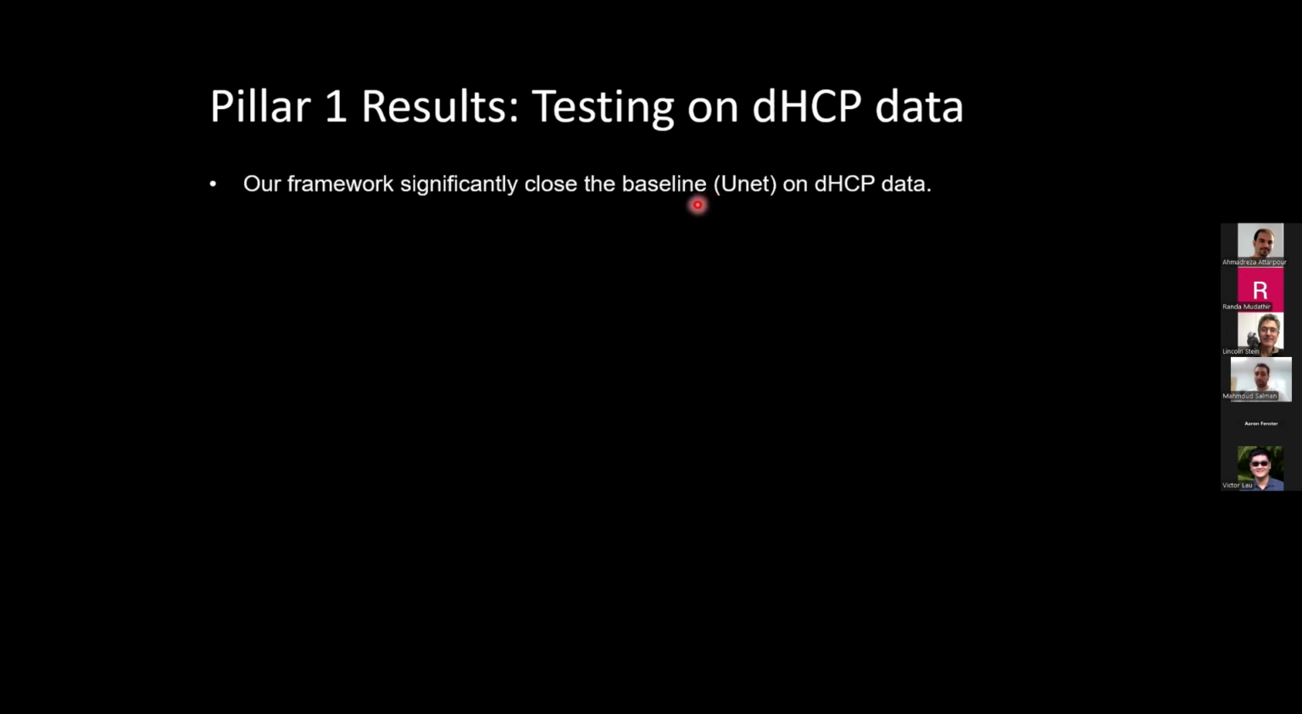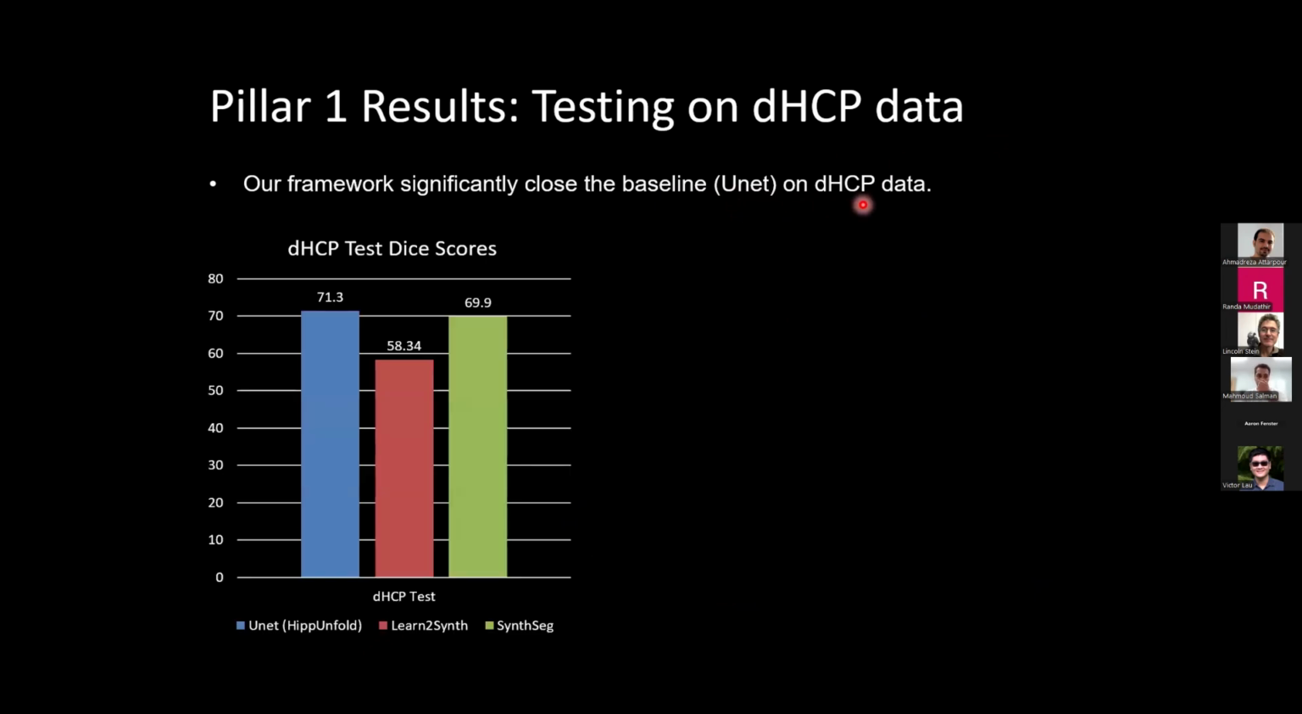We will compare with our baseline, which is a normal UNet trained with real data. We chose this baseline because it's the current model used in HippUnfold, and it is trained on real dHCP data. Relative to the Dice scores, we have three models: the UNet, which is the current HippUnfold, and another framework called Learn2Synth, which is a variation of SynthSeg. Instead of training only using synthetic data, we add the real data to estimate the noise from the real population and apply it instead of just adding random noise.